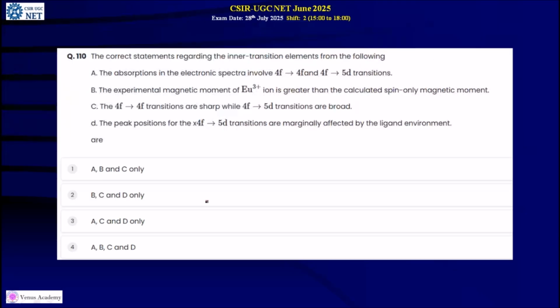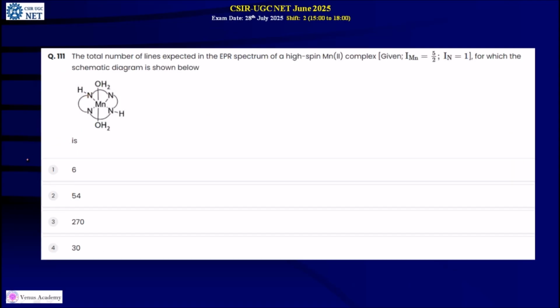Next, question number 110. The correct statements regarding the inner transition elements from the following are, option 4, that means A, B, C, D all are correct statements, students. So question number 110, option 4 is the correct option, students. Next, question number 111. The total number of lines expected in the EPR spectrum of a high-spin manganese complex. Question number 111, option 3 is the correct option, students.